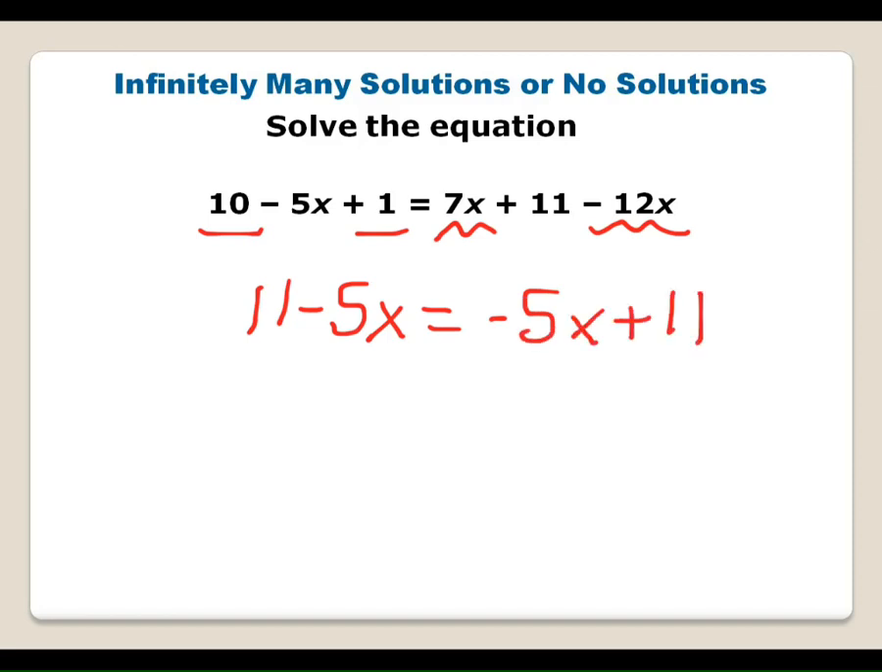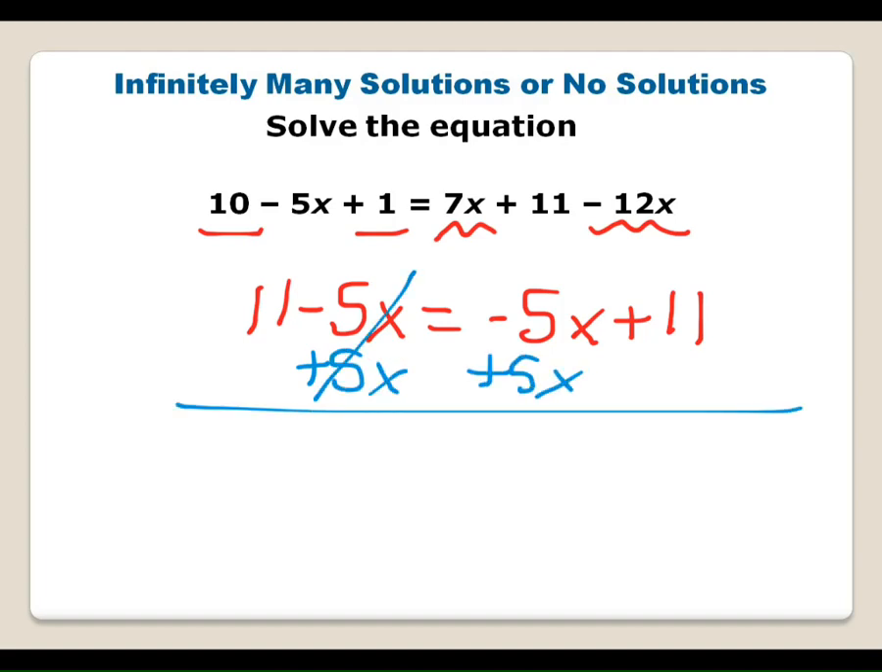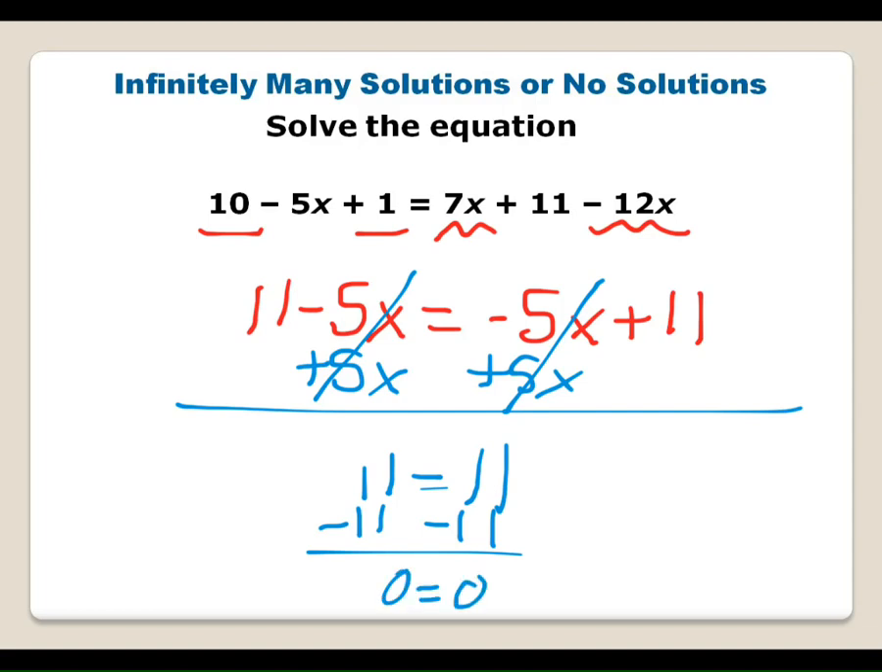Okay, let's get those x's together. Let's add 5x to this side, add 5x to this side. Will that become 0? Will that become 0? I'm left with 11 equals 11. Is that true? Yes. Does 11 equal 11? Well, it's true, right? Because then if I subtract 11, I get 0 equals 0. Also true, right? My variable just kind of disappeared. Okay? This is true. This means there are infinite solutions for this problem.